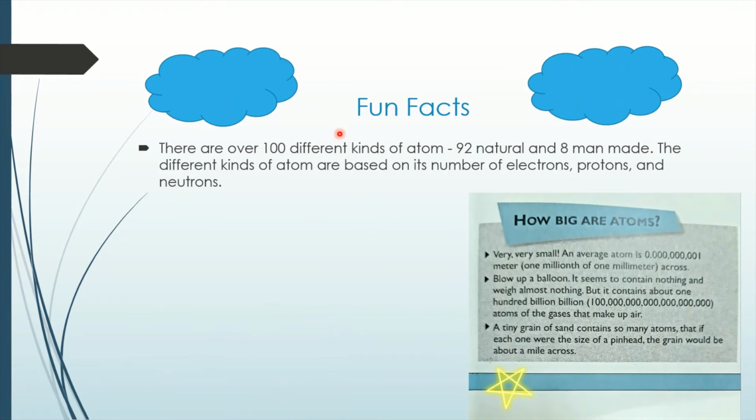Now we're going to tell you some fun facts. There are many fun facts today. There are over 100 different kinds of atoms, 92 natural and 8 man-made. The different kinds of atoms are based on the number of electrons, protons, and neutrons. How big are atoms? Very, very, very small. The average atom is 0.0000001 meter, one ten-millionth of a meter across.